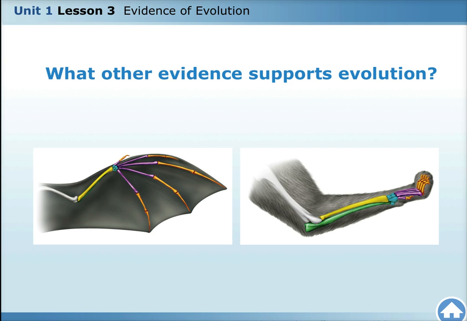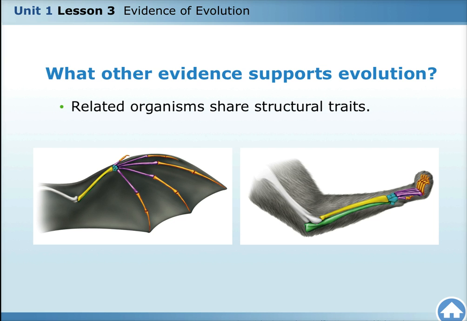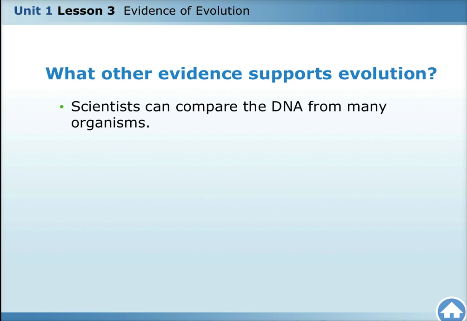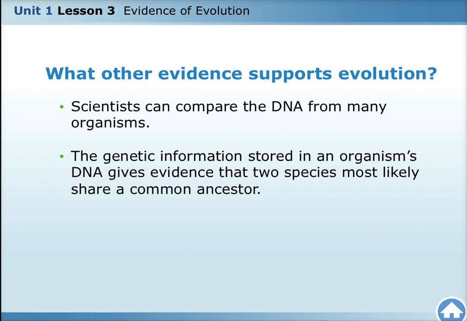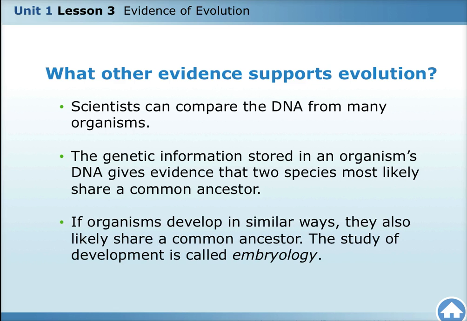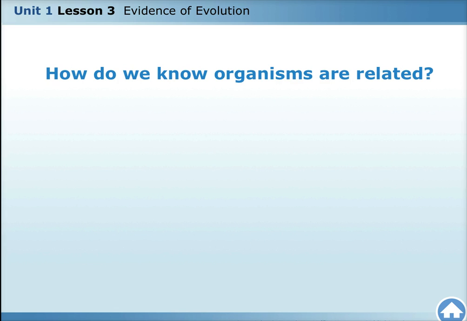What other evidence supports evolution? On the left, we have a front limb of a bat, and on the right, we have a front limb of a cat. Related organisms share structural traits. Scientists can compare the DNA from many organisms. The genetic information stored in an organism's DNA gives evidence that the two species most likely share a common ancestor. If organisms develop in similar ways, they also likely share a common ancestor. The study of development is called embryology.